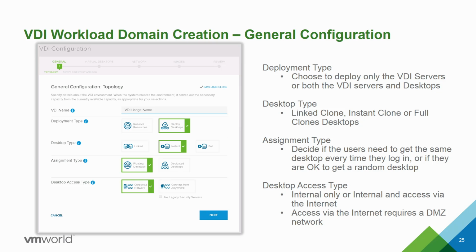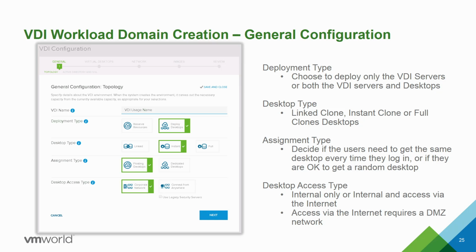We're going to select our desktop types. Link clones, instant clones, full clones are our options here. We then select our assignment type, whether we want a non-persistent or a persistent desktop. Now, for those of you who are familiar with Horizon, if you select instant clones and then try to do a persistent desktop, you won't be able to select that. So it actually has the intelligence on the back end to make sure that you can't select something that our products do not support.